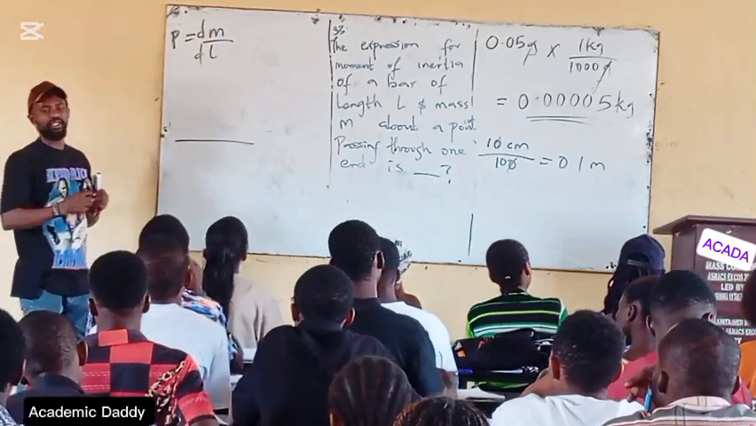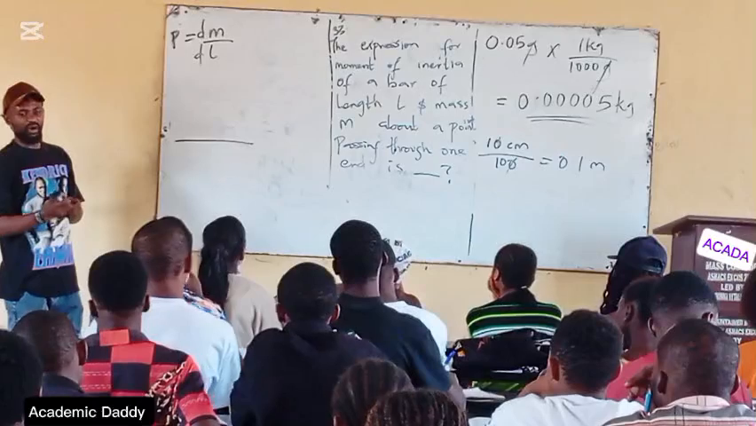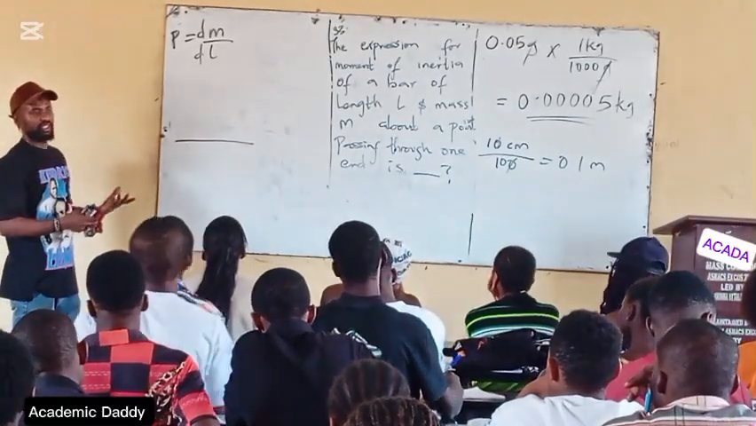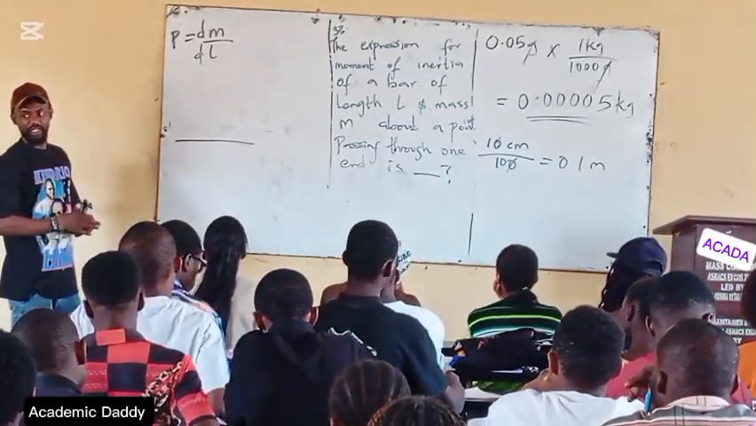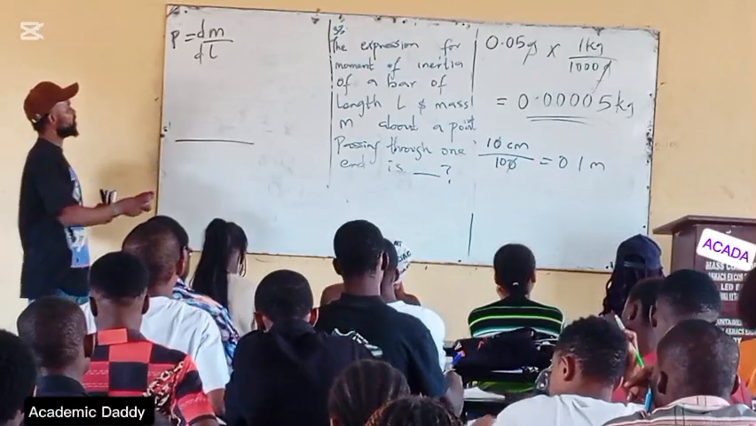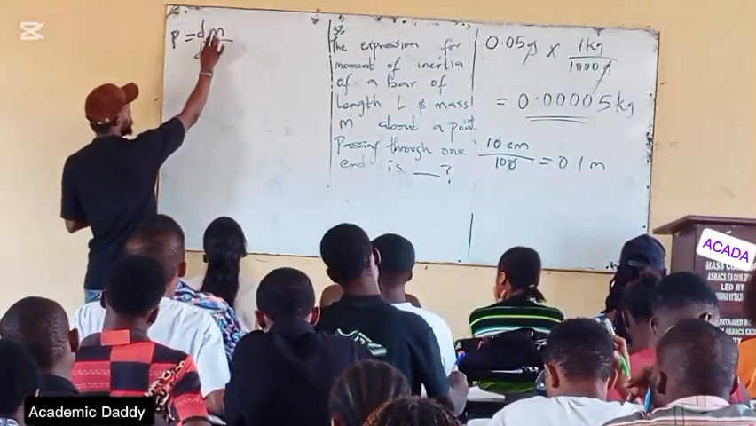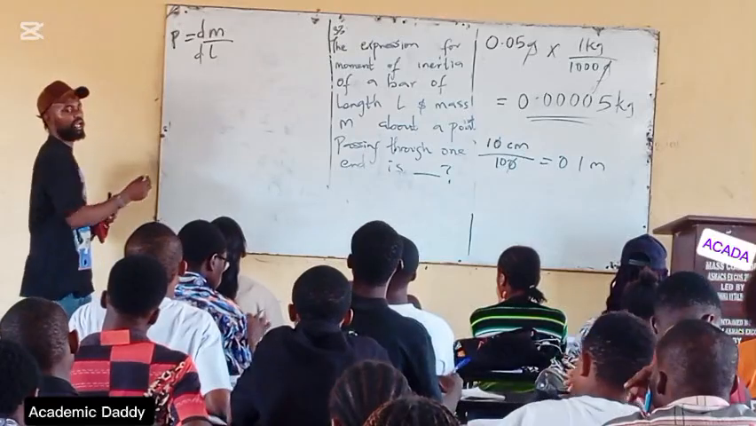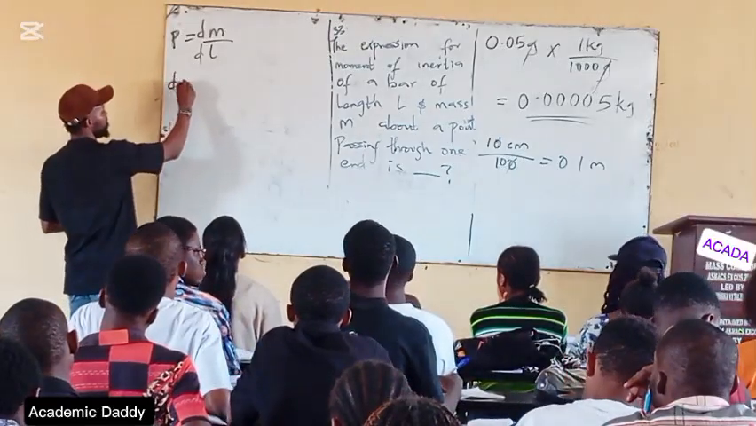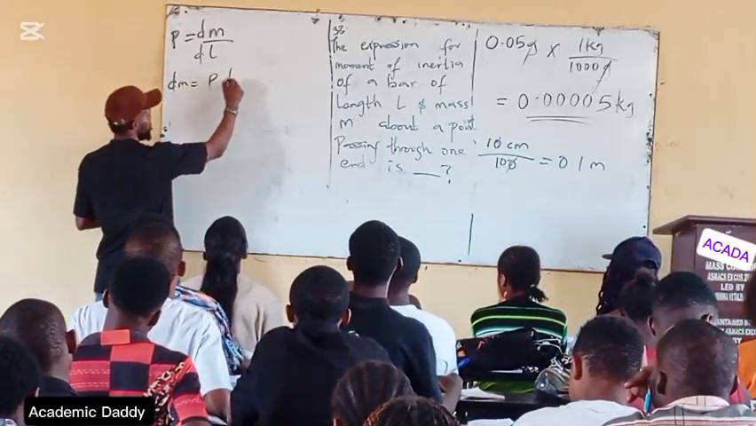Is this thing confusing? Do you know what this thing means? Change in mass over change in length. That's what it means. So for that reason, if that be the case, let's say I want to make change in mass subject of the formula, what will I have? I have change in mass equals density times change in L.